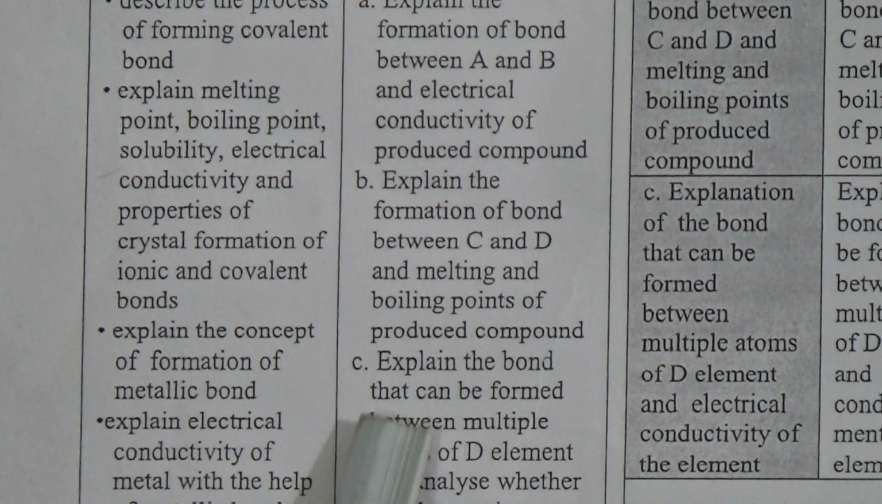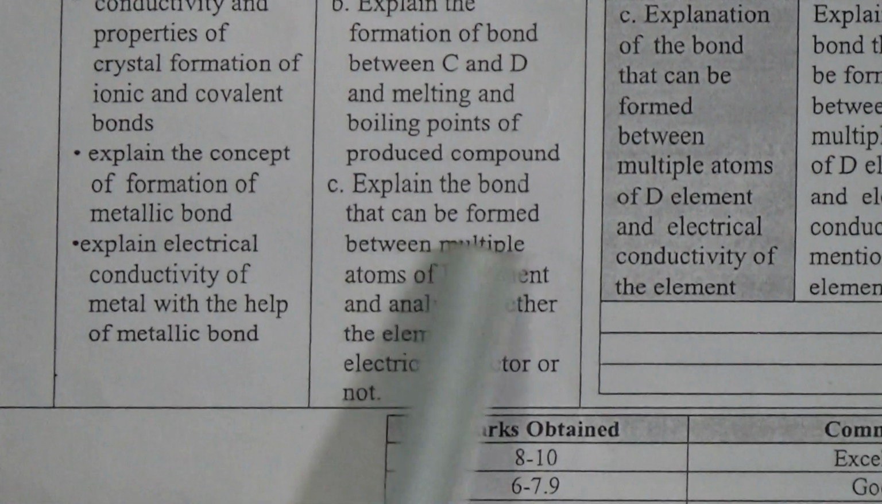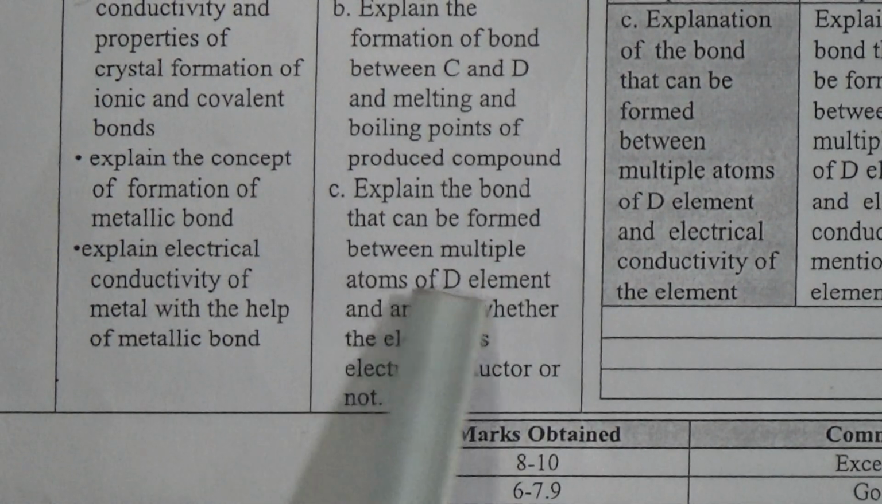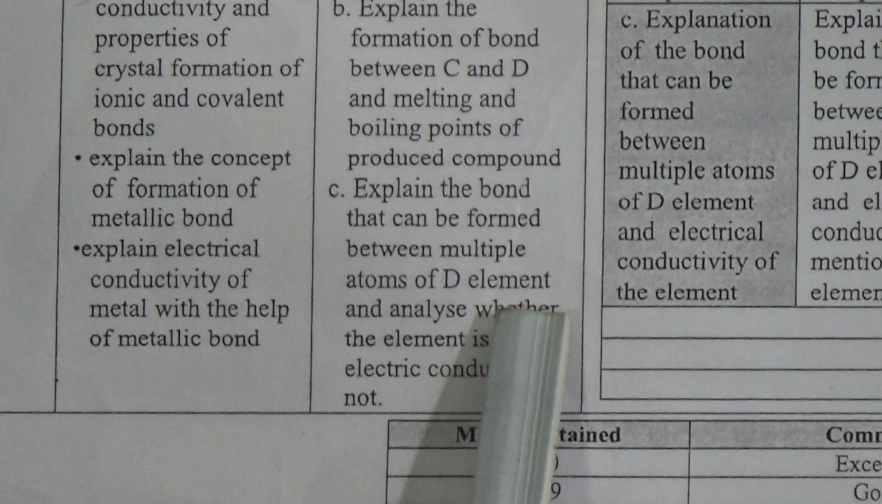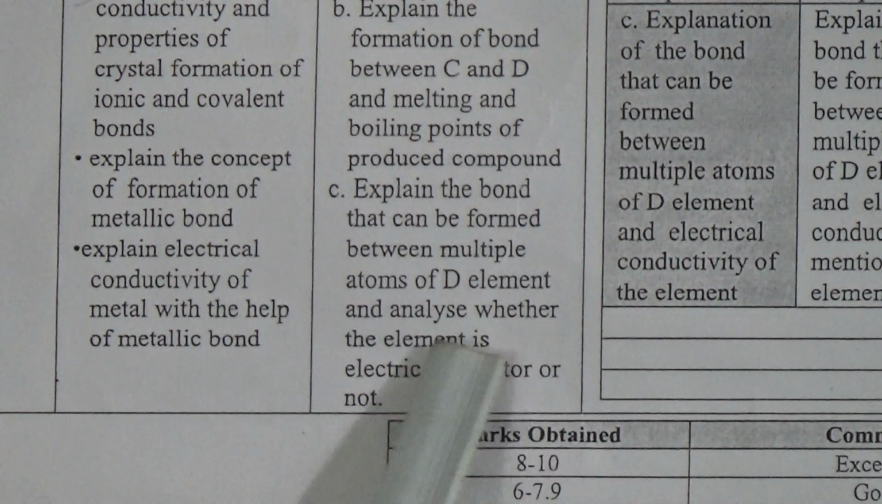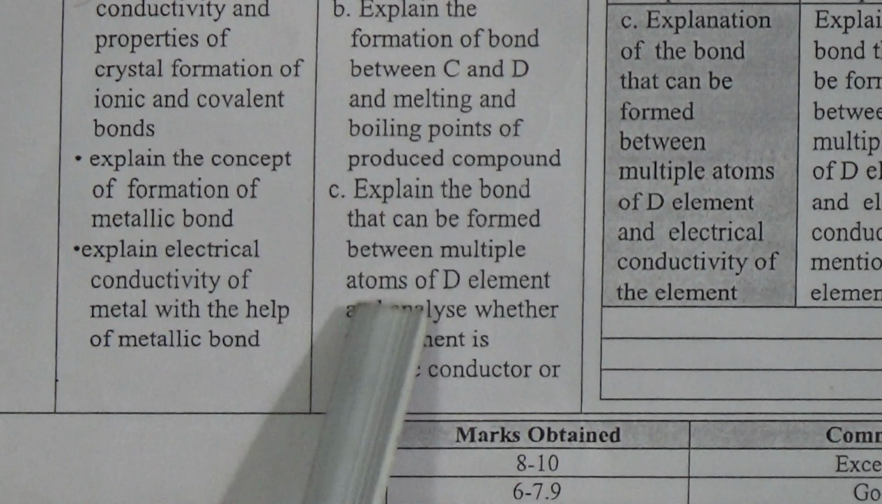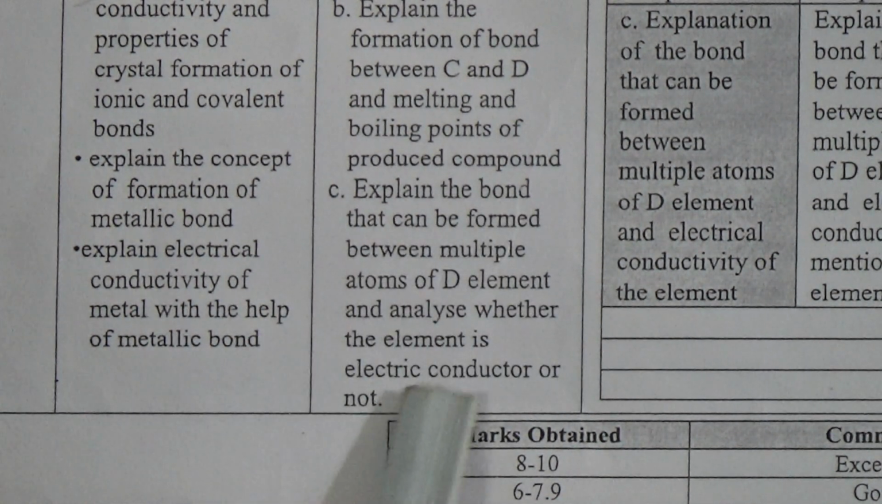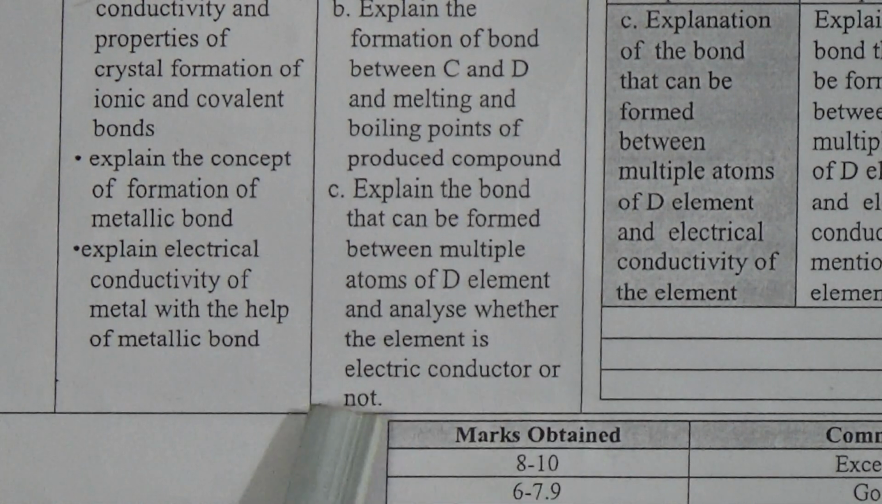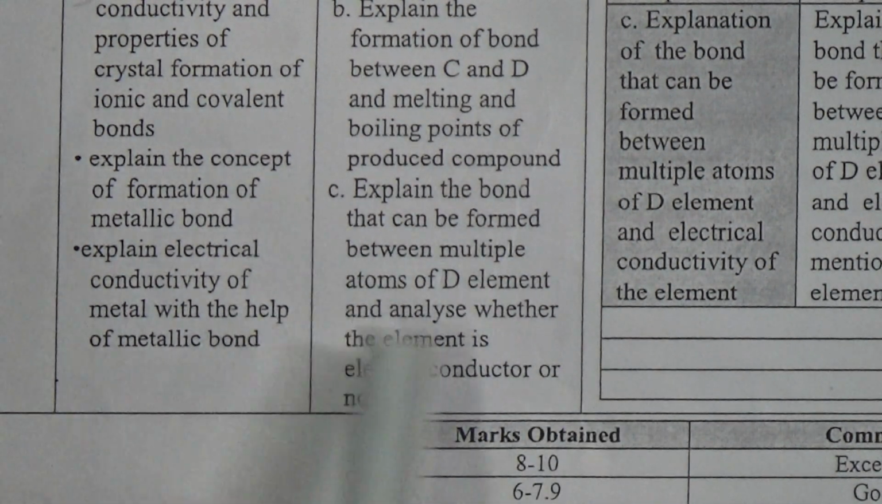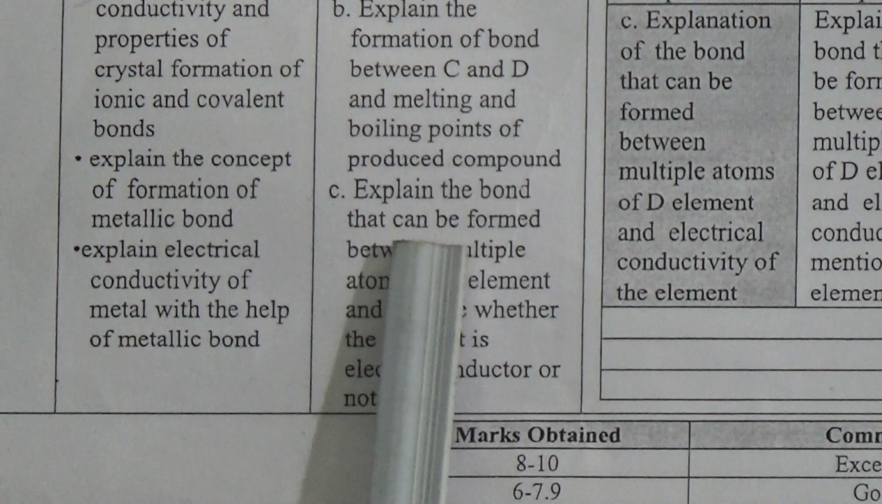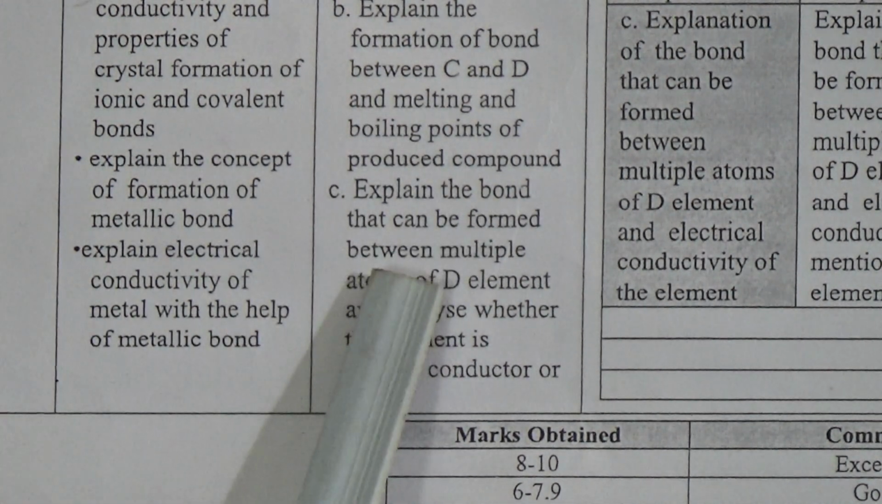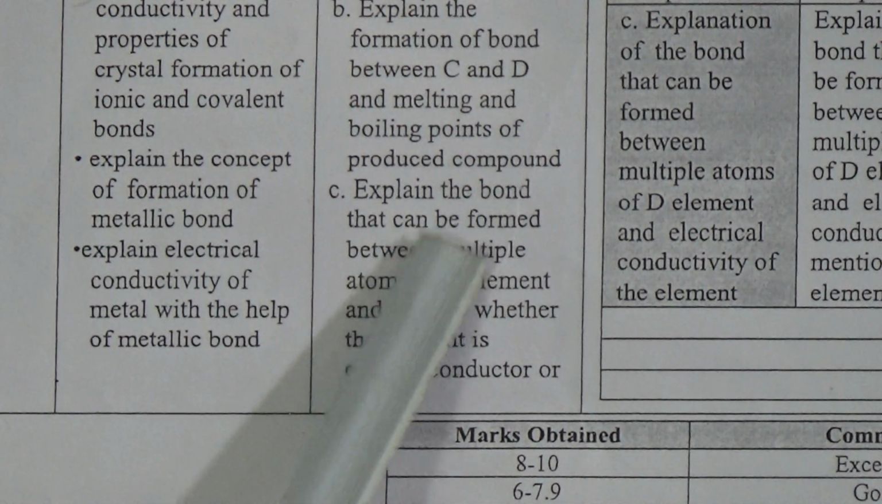And come to the last one: explain the bond that can be formed between multiple atoms of D, that means of potassium. We know potassium is a metal, and we have to discuss the metallic bond and its electrical conductivity. Whether it is an electrical conductor or not, we have to discuss in the answer of C, and the total answer you will get in your book.